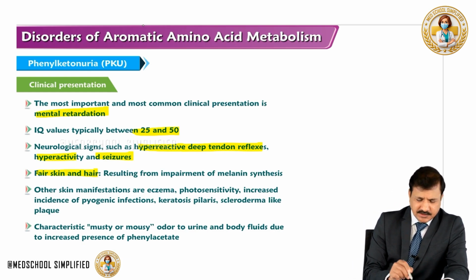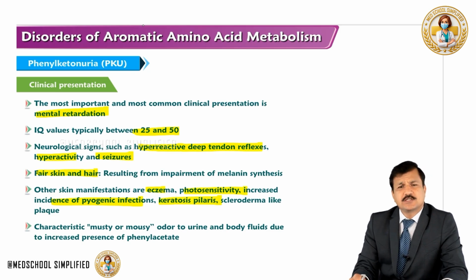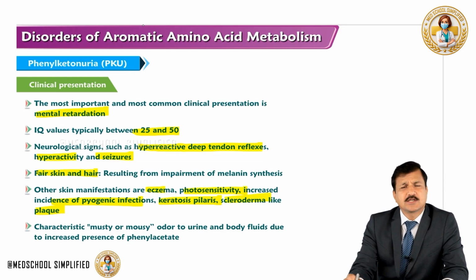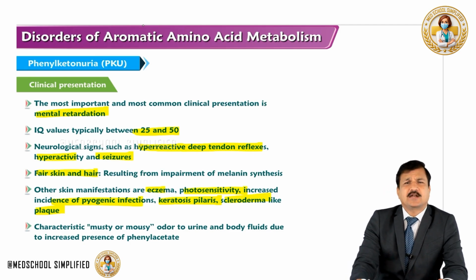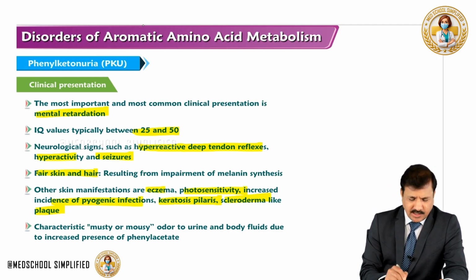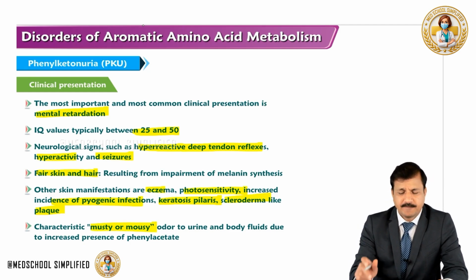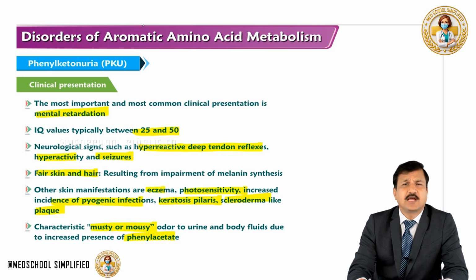Now, other manifestations include eczema, photosensitivity, increased incidence of pyogenic infections, keratosis pilaris, scleroderma like plaques. All these are the other skin manifestations in phenylketonuria. And one of the characteristic features of phenylketonuria is musty or mousy odor to body fluids, and that's because of presence of increased levels of phenyl acetate.